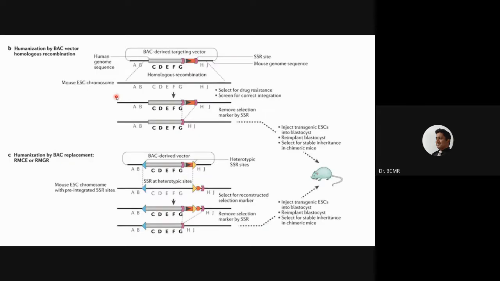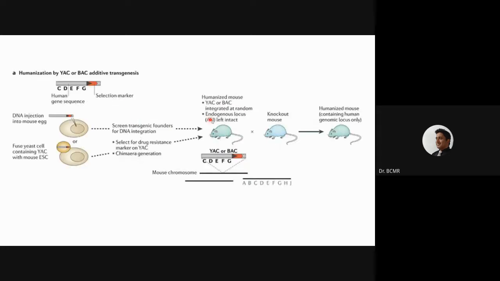The other ways are using homologous recombination. In this case, the first one is additive transgenesis. We have just added the human genes here, and then we allow it to mate with a knockout mouse, so that some of them will have only the human genes and not the homologs from the mouse. We will have to identify those organisms.